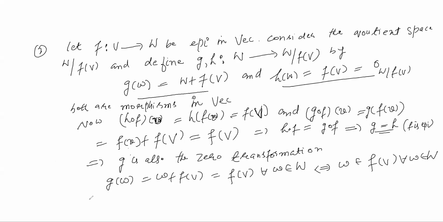So this means W is the same as f(V). So this means f is surjective. So in Vec, epimorphisms are also surjective. Now, in Grp, the category of groups, we also have the same. Let us see this next.